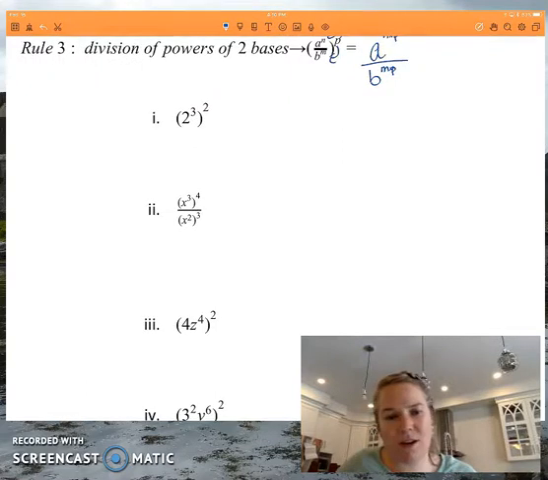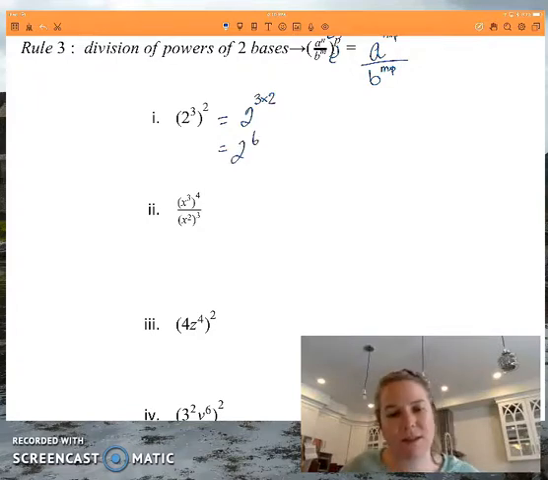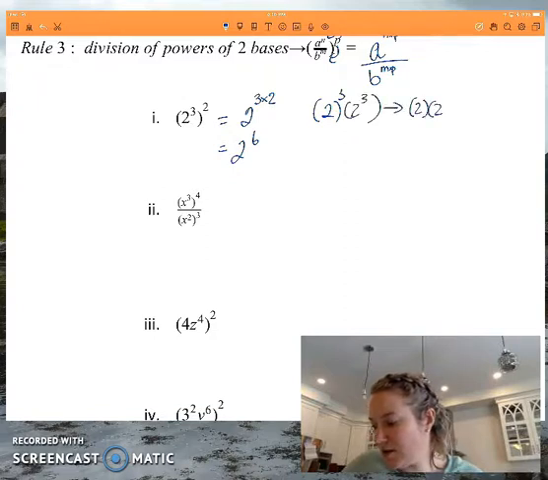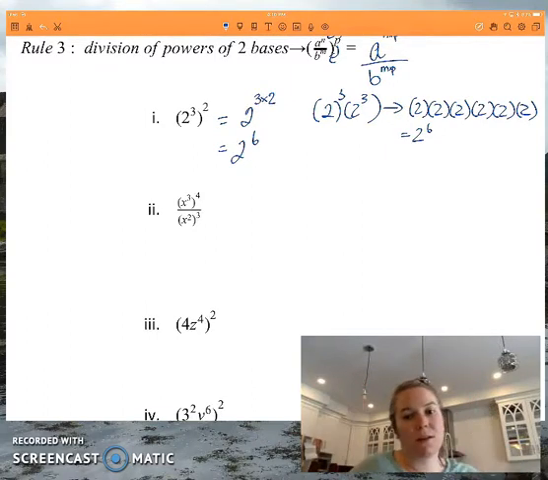First, 2 to the 3 raised to the power of 2. This might look pretty familiar. The rule tells me I'm going to multiply the 3 times 2 together and get 2 to the 6. Let's check that using the long way quickly. So this is 2 to the 3 times 2 to the 3, which becomes... That's one of our bases. We're multiplying it by another of our bases. And of course, that means we have 2 to the exponent 6. Yes! We win. It works out.